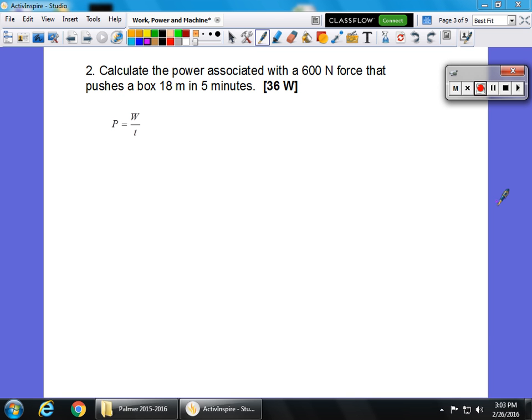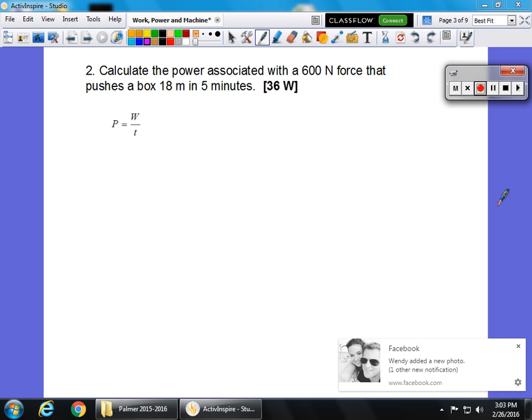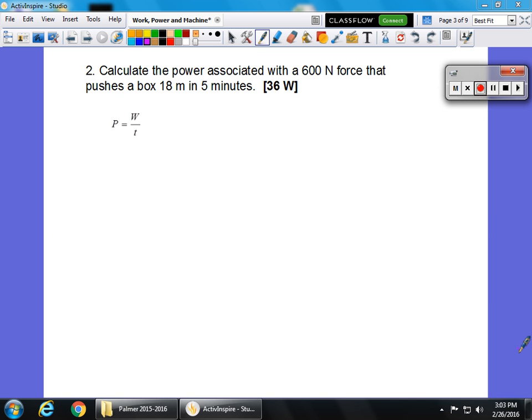In this case, we're going to look at problems 2 and 4. These both involved power. So these ones, we have an equation from an equation sheet. Power is work over time. So let's start with number 2.